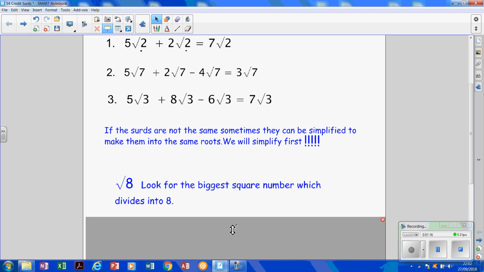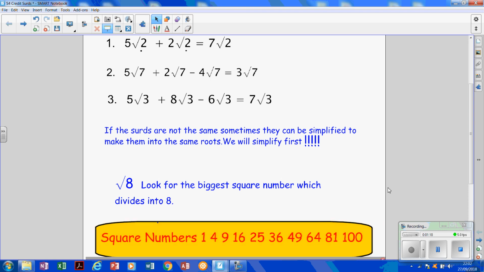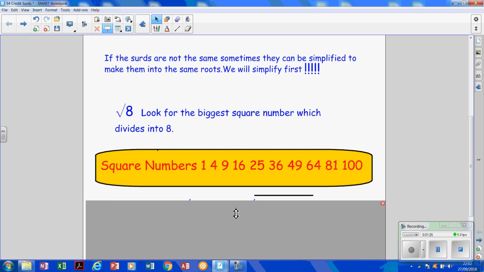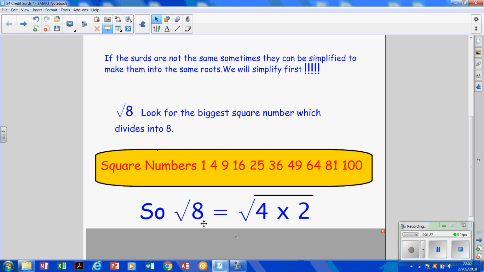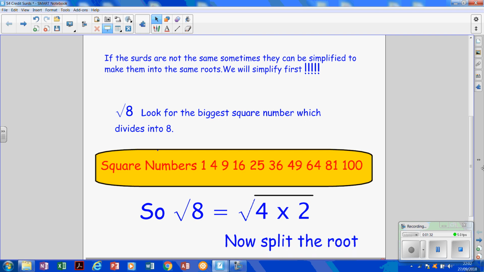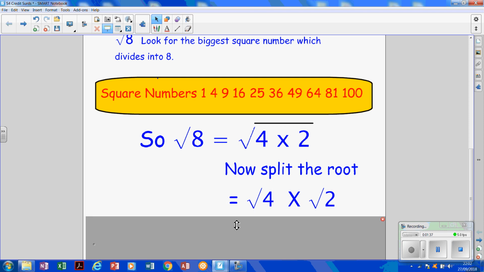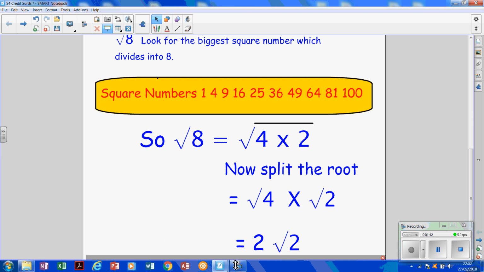You look for the biggest square number that divides into 8, and a wee reminder of your square numbers, they're there up to 100. So you're looking for the biggest one of those numbers that divides into 8, and of course it's got to be 4. So you change it, square root of 8 becomes the square root of 4 times 2. You break that root sign down the middle. So really what you've got then is the square root of 4 times the square root of 2. But because 4 is a square number, then we can calculate that. Square root of 4 is 2, and that simplifies to 2 root 2's. So if you were adding that onto other lots of root 2, then you would have to do that process first.